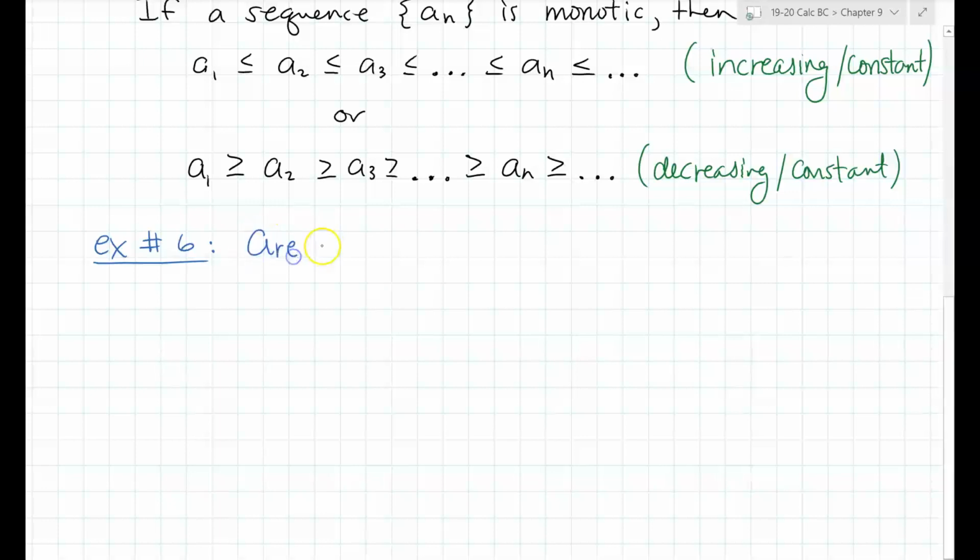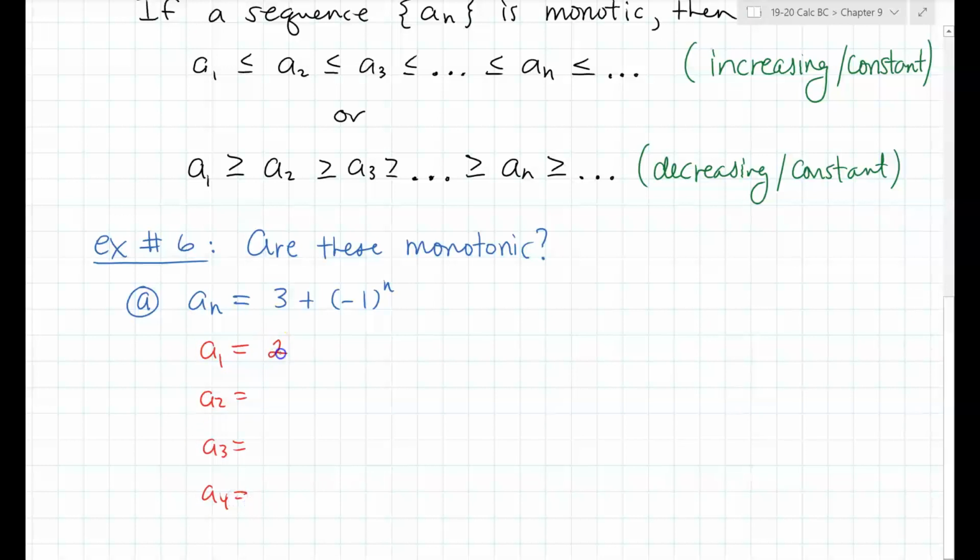So are these monotonic? You're going to notice we're going to revisit stuff we've done before, but we can still use it to apply to what we're doing right now. The question for this one is: is this a monotonic sequence? Is it only increasing or only decreasing or staying constant? So we do a sub 1, a sub 2, a sub 3, a sub 4, and we found it was 2, 4, 2, 4. Is this only increasing or constant, or decreasing or constant? No, it's going up, down, up, down. So this is not monotonic.